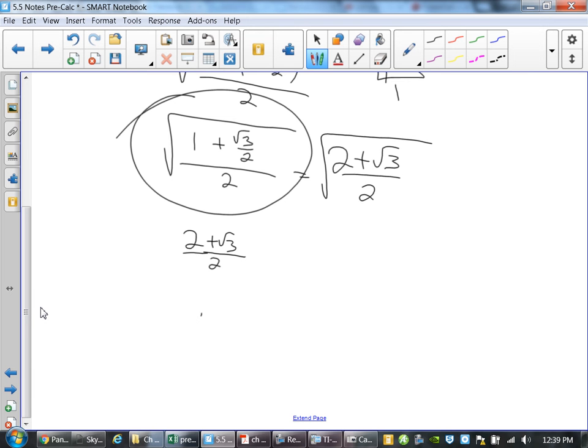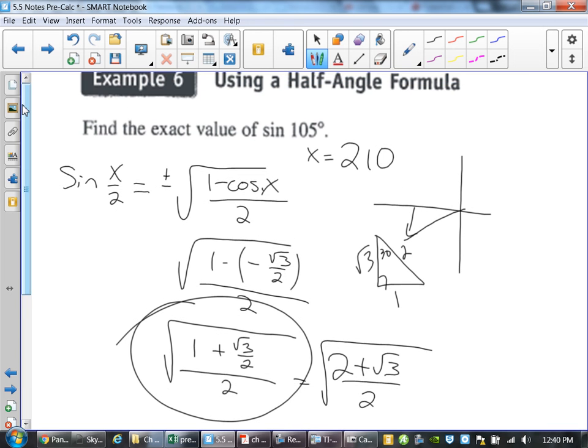The only other thing I was going to say is that when we started this out, you have this plus minus piece. And this is where you come back at the very end, to figure out whether it's going to be a positive or a negative value.